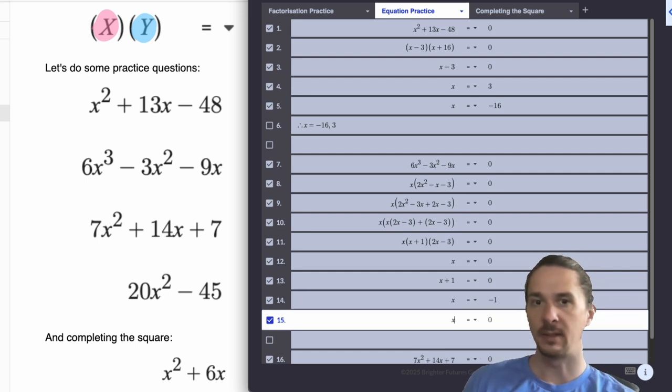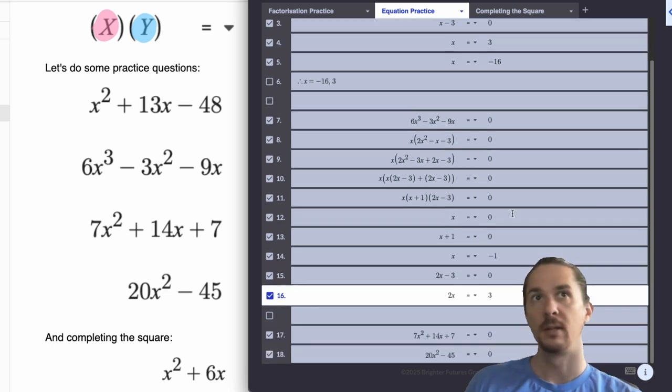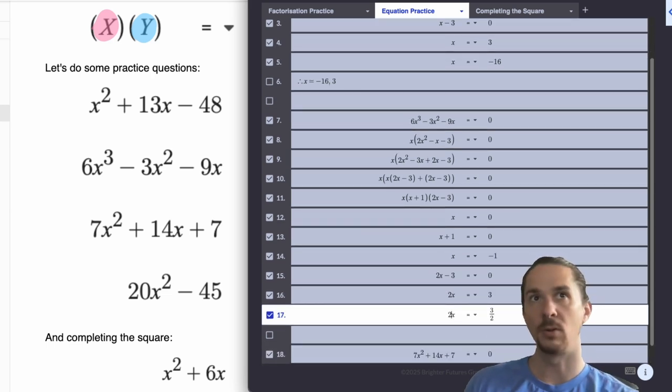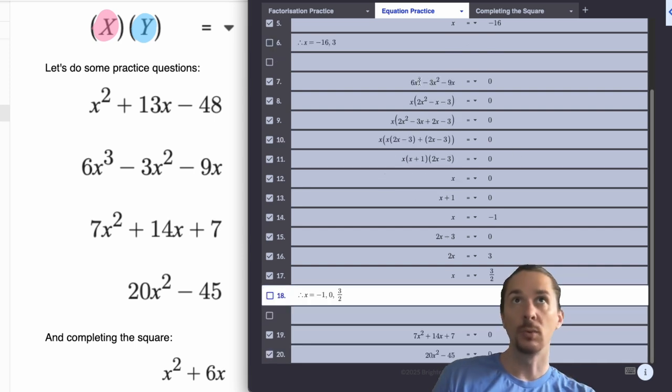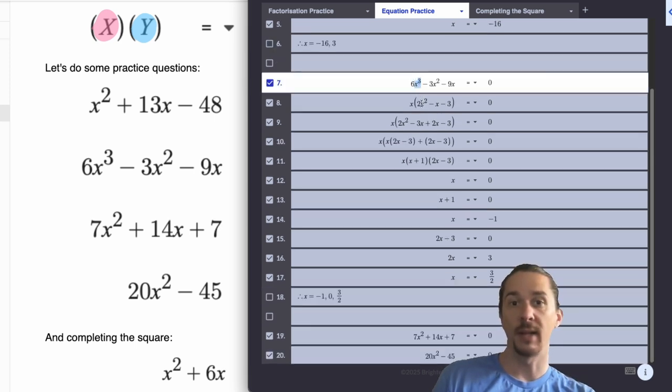And if we take the third set of brackets, we've got that 2x minus 3 equals 0, which means that 2x equals 3, which means that x is going to be equal to 3 over 2. We can now say, therefore, x is equal to -1, 0, or 3 over 2. We have 3 answers. As a general rule, with polynomials, the number of answers is equal to the highest power of x. This is a cubic because it's got that power of 3 there. So we have 3 answers.